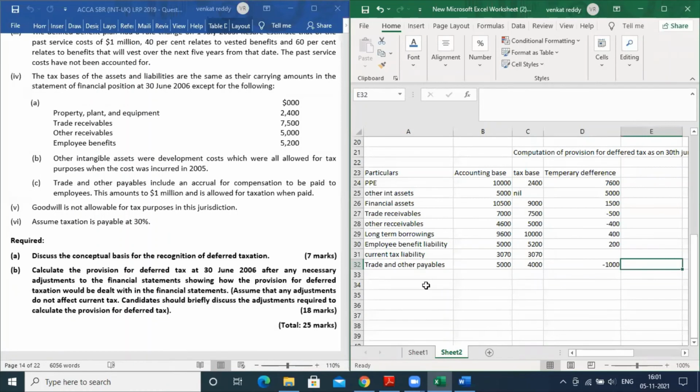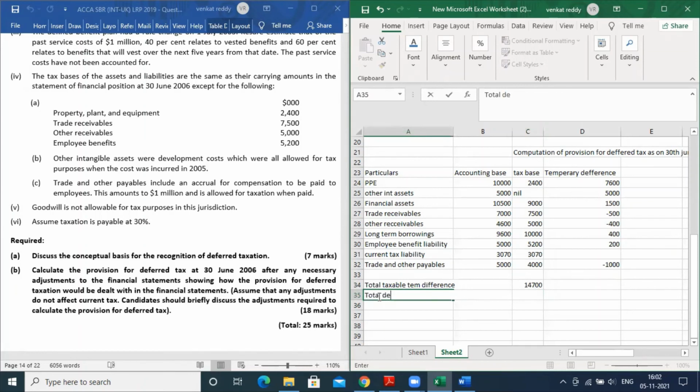So next is the total taxable temporary difference. The items are 5,000, 1,500, 400 and 200. So the total value of taxable temporary difference is 14,700.